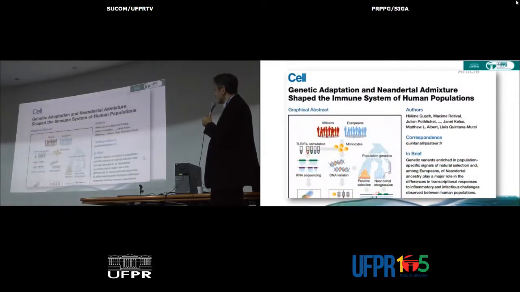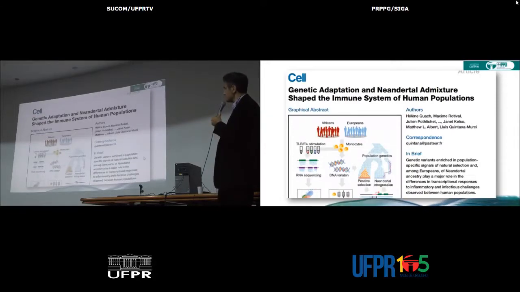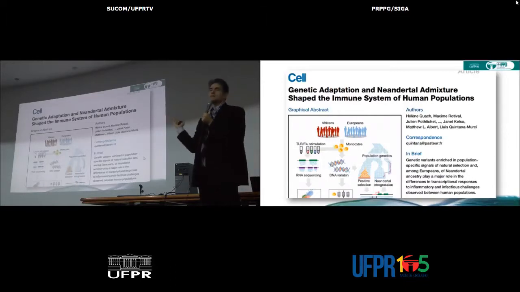Okay. Here's another example from the area of genetics. The title here is Genetic Adaptation and Neanderthal Admixture Shaped the Immune System of Human Populations. This is what kind of title?